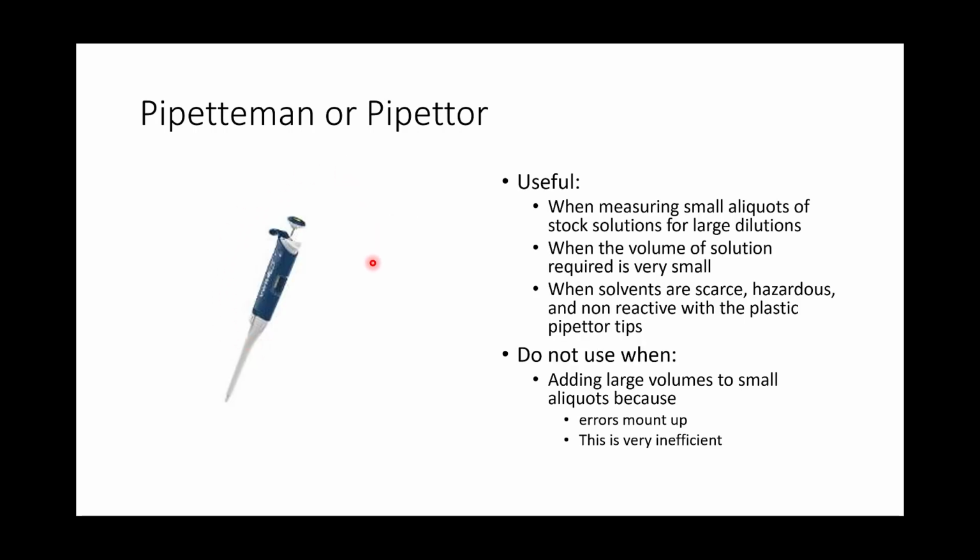Next up, we have the pipetteman or the pipetter, and this is very useful when we want to accurately go from a very concentrated stock solution and we only have a small amount of solvent to work with. So we might be able to take several microliters of a stock solution and add a few milliliters of solvent to that stock solution in order to get a large dilution factor. So generally these won't be used in this lab, but they are very useful when solvents are scarce. And again, we don't want to use these pipetters when we're working with large volumes.